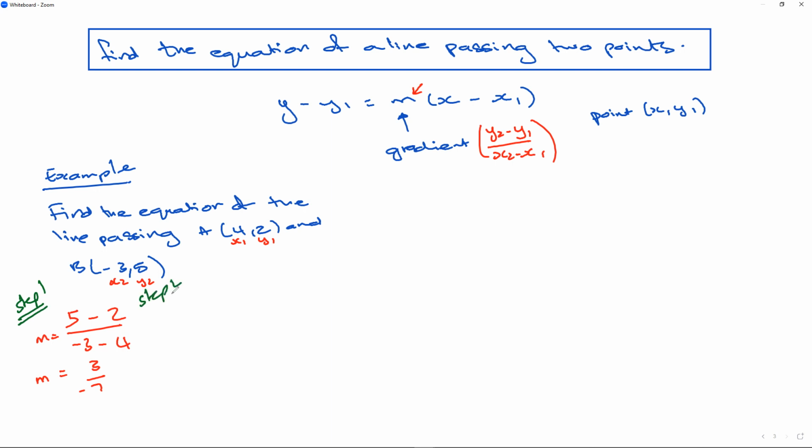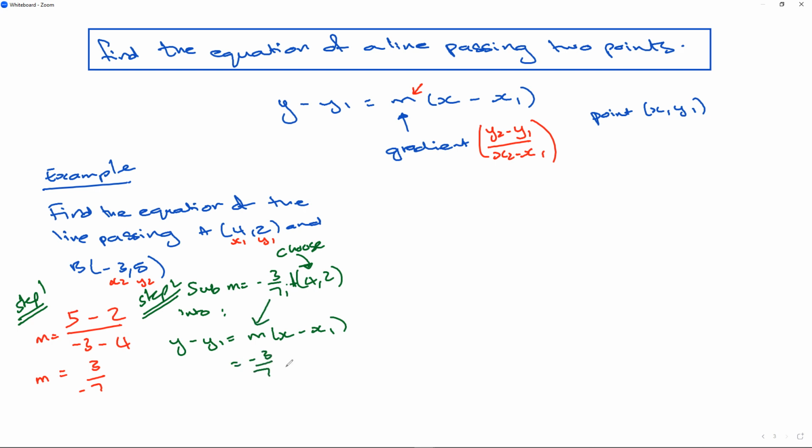So step 1 would just be to get the gradient. Step 2 now is to use the gradient, and we're going to substitute m equals negative 3 over 7 and one of the points, and you can choose the point that you want. It can be either (4, 2) or (negative 3, 5). So let's say I go with (4, 2), which is point A, into that equation. All right. So we got y minus y1 equals m(x minus x1). M is going to be negative 3 over 7. X1 is going to be 4, let's say. I chose that one to be it. And y1 is going to be 2.